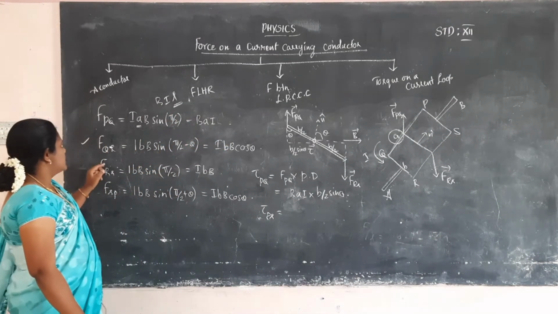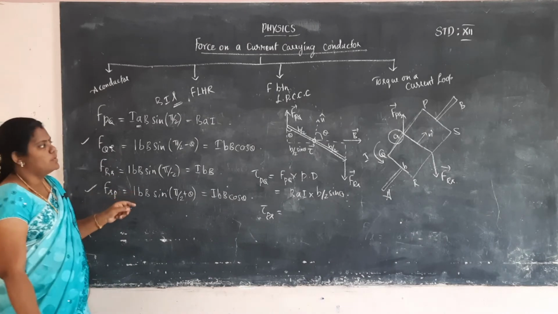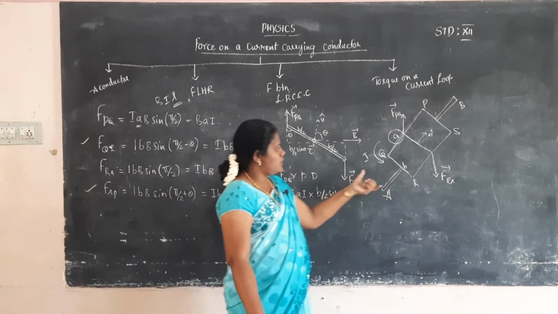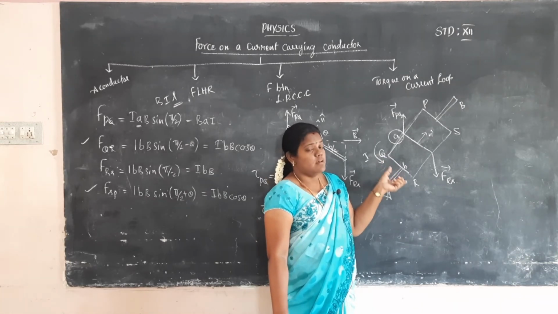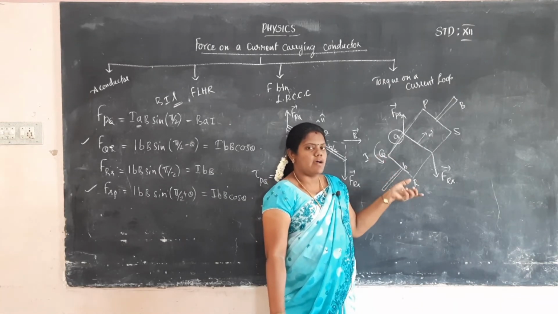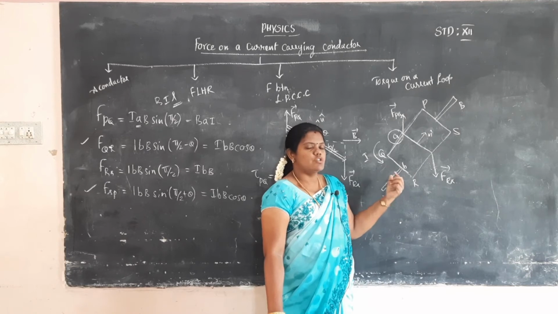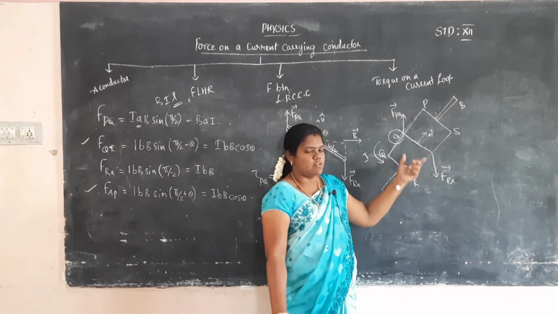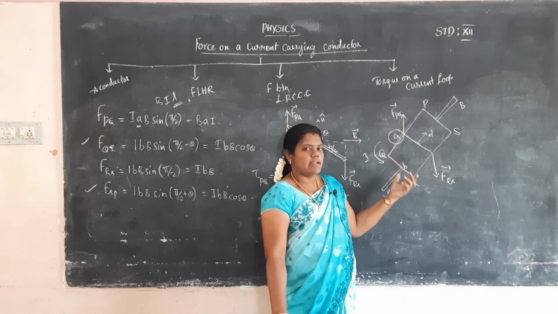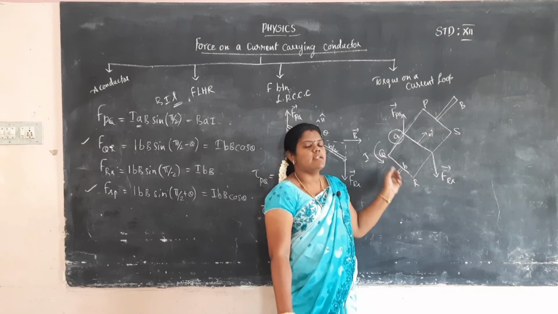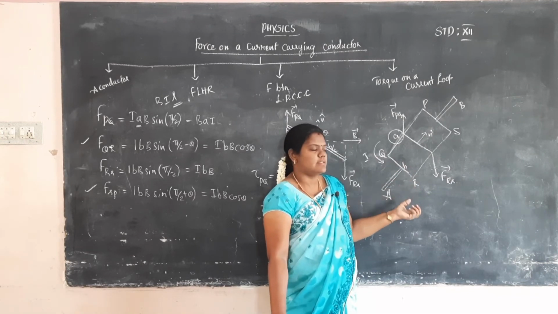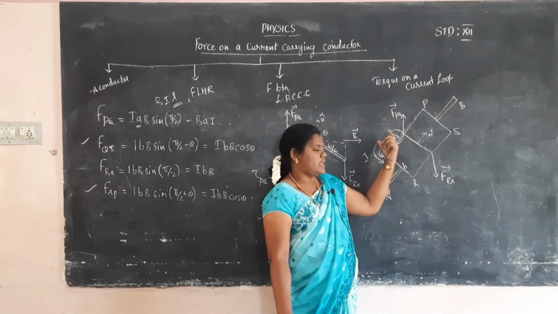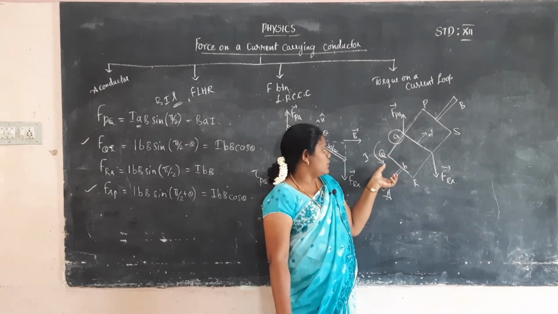Now we consider the QR arm. When we want to calculate the torque, we should first calculate the force acting on the four sides, then add all the forces acting on the conductor, so that we can easily calculate the torque acting on the conductor. PQ is already calculated, and now we go for QR.